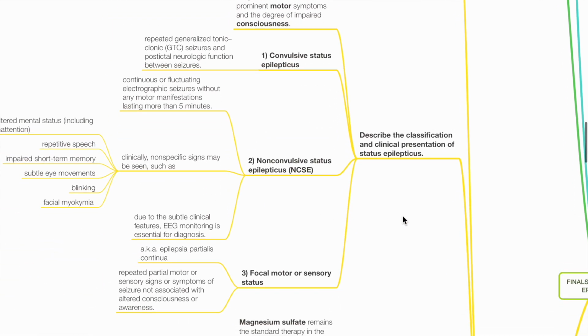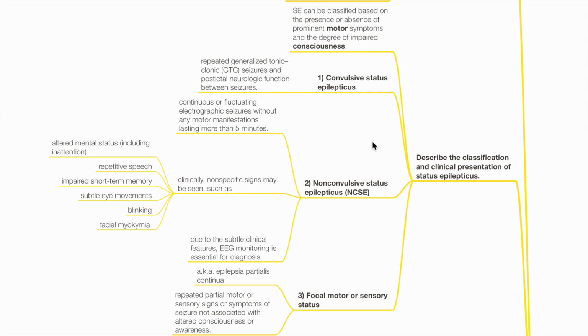Describe the classification and clinical presentation of SE. SE can be classified based on the presence or absence of prominent motor symptoms and the degree of impaired consciousness. The definition for convulsive status epilepticus has been mentioned earlier. For non-convulsive status epilepticus, continuous or fluctuating electrographic seizures occur without any motor manifestations lasting more than 5 minutes.